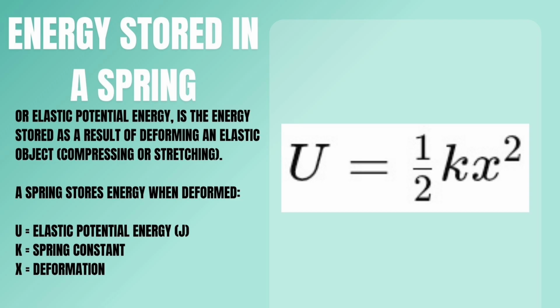Next is the energy stored in a spring, or elastic potential energy. It is the energy stored as a result of deforming an elastic object, compressing or stretching. A spring stores energy when deformed, so the formula is U = 1/2 kx squared. U is the elastic potential energy, k is the spring constant, and x is the deformation. More deformation means more stored energy.